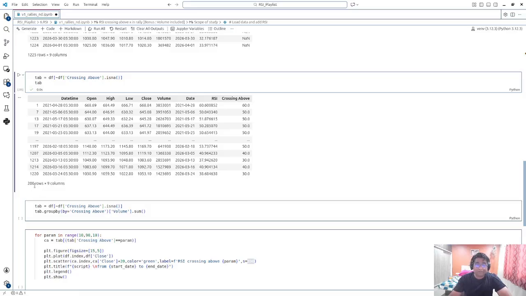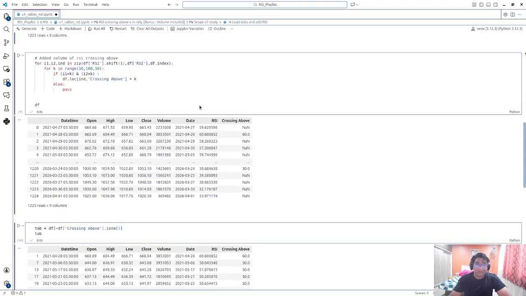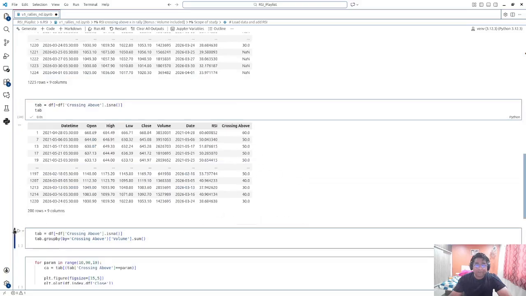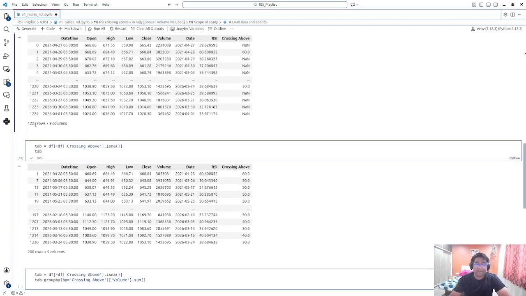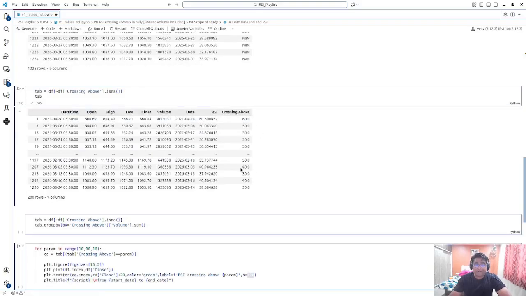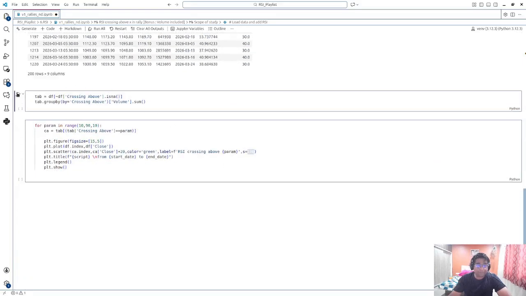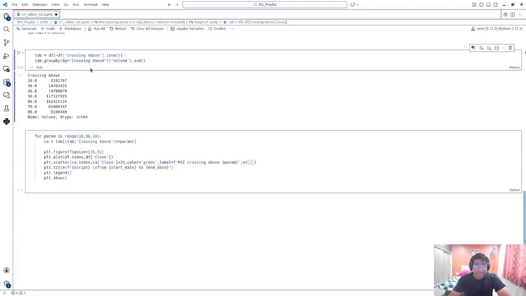These 200 days are what? On these 200 days RSI has crossed above 10, 20, 30, 40, 50, 60, 70 or 80. Okay, these are those values, 10 to 100. This has happened 200 times out of 1225 trading days. On 200 days RSI has crossed above these values. Okay, so I'll come back to this volume.